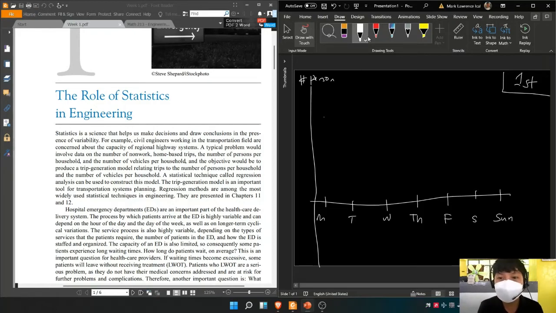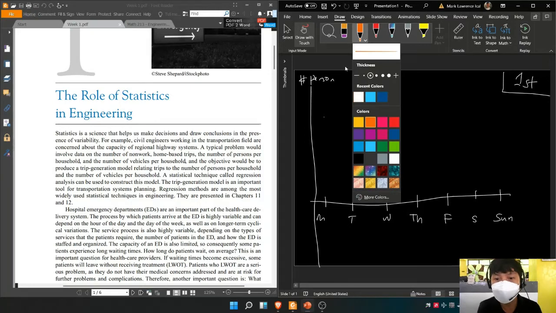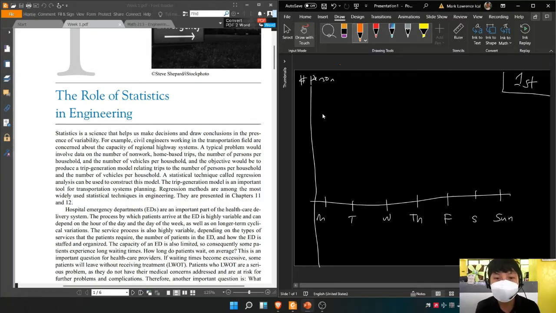Let's say that you're going to use orange here. Let's say that on Monday we counted the total number of vehicles that passed through that road to be 200. Note here that the 200 is composed of a variety of vehicles. That 200 may include bicycles, motorcycles, buses, cars, and trucks.